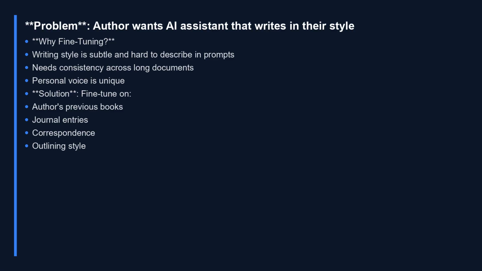scope." An author wanting an AI writing assistant presents a subtler challenge. Writing style isn't a setting you can dial in. It's the accumulated effect of thousands of micro decisions about word choice, sentence length, paragraph rhythm, and narrative voice. Describing it in a prompt is nearly impossible because the author themselves may not be able to articulate what makes their writing theirs. Fine-tuning on the author's existing books, journal entries, correspondence, and outlines gives the model direct exposure to the patterns. It learns by example what no prompt could adequately describe.